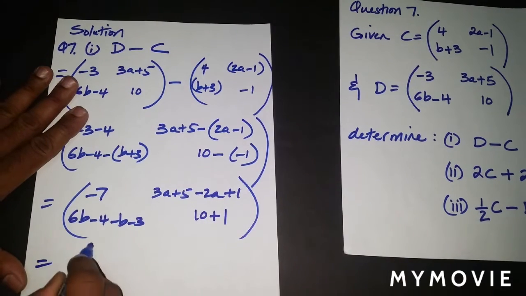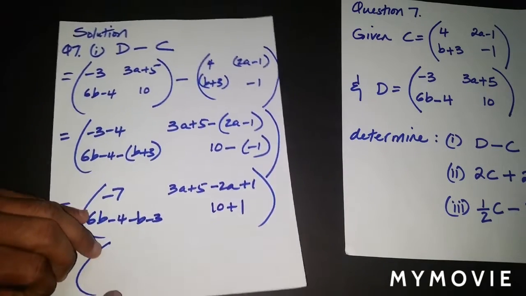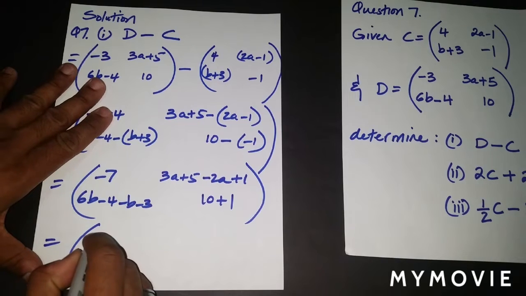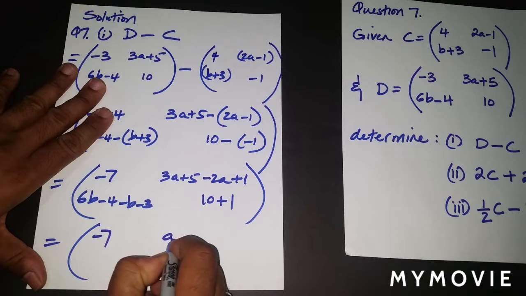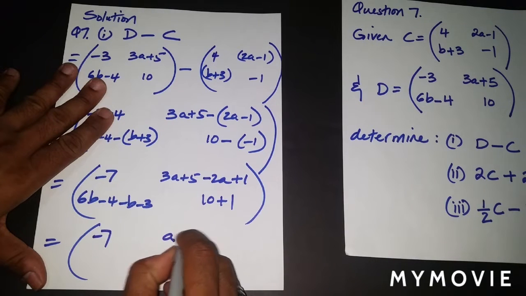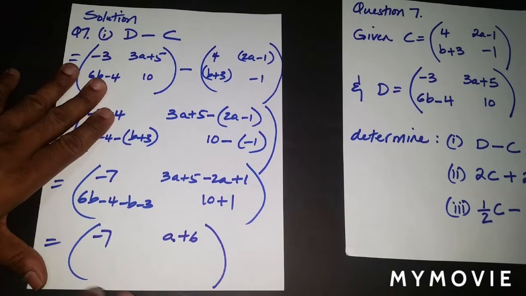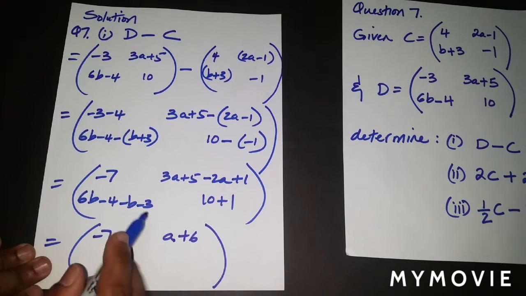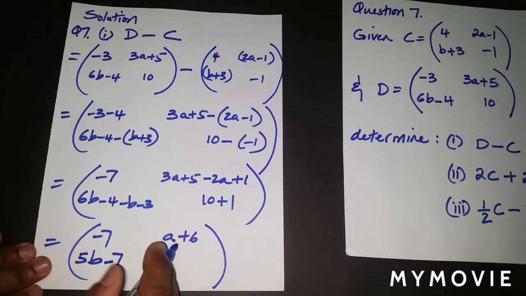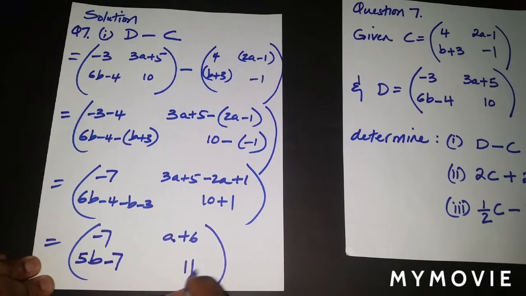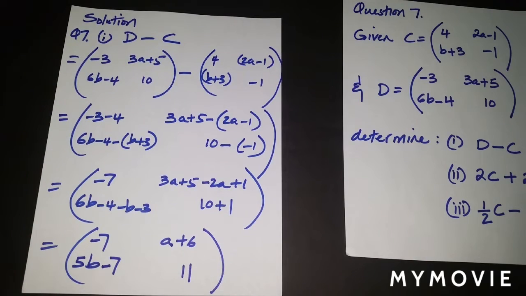You can always group the like terms, and you should, but for convenience of speed and saving paper, I'm just going to indicate it here. So 3a minus 2a is just a, or 1a, and 5 plus 1 is 6. 6b minus b is 5b, minus 4 minus 3 is minus 7, and 10 plus 1 is simply 11. That is what D minus C should be, and this is what you're supposed to have.